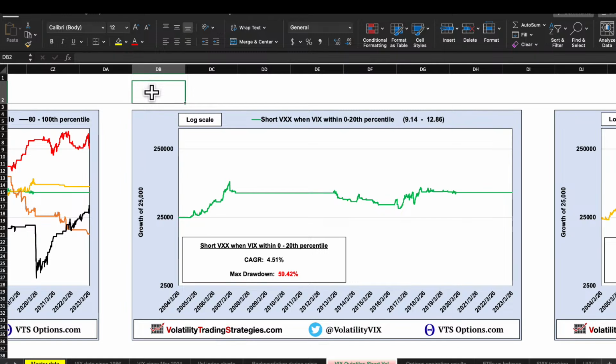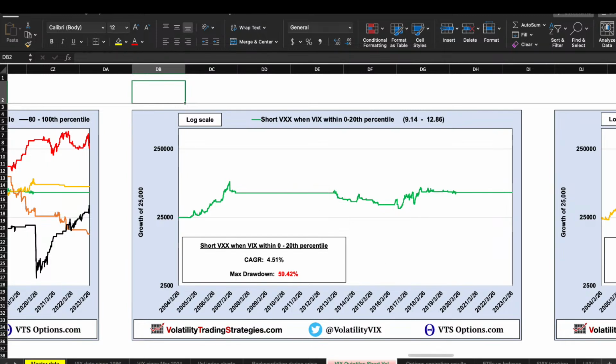This one often confuses people, but this is the lowest volatility on the VIX, 0 to 20th percentile, from the lowest ever 9.14 up until 12.86. And you can see, aside from early on, the first 3 years, it's basically flat, almost negative. In the last 17 years, it's negative. Now, why would this be happening?